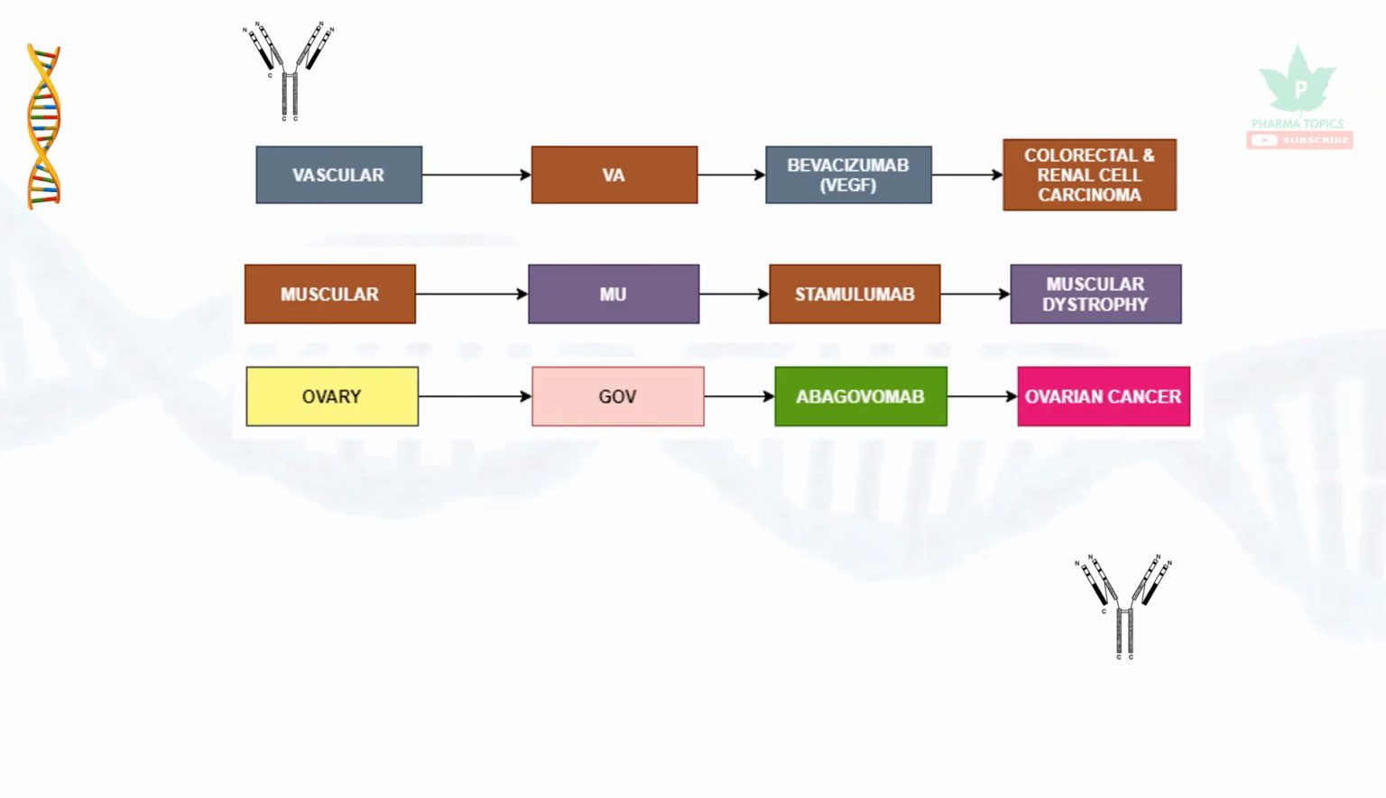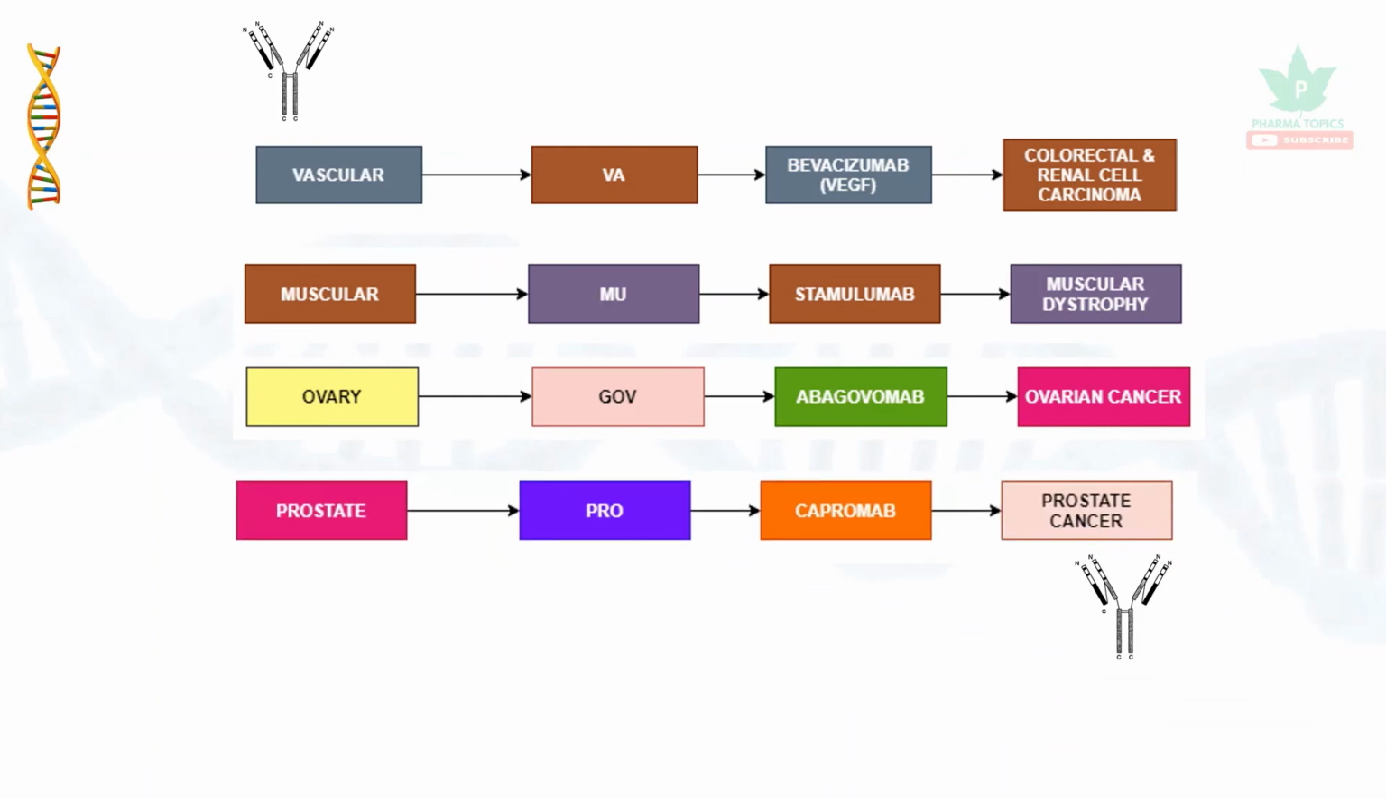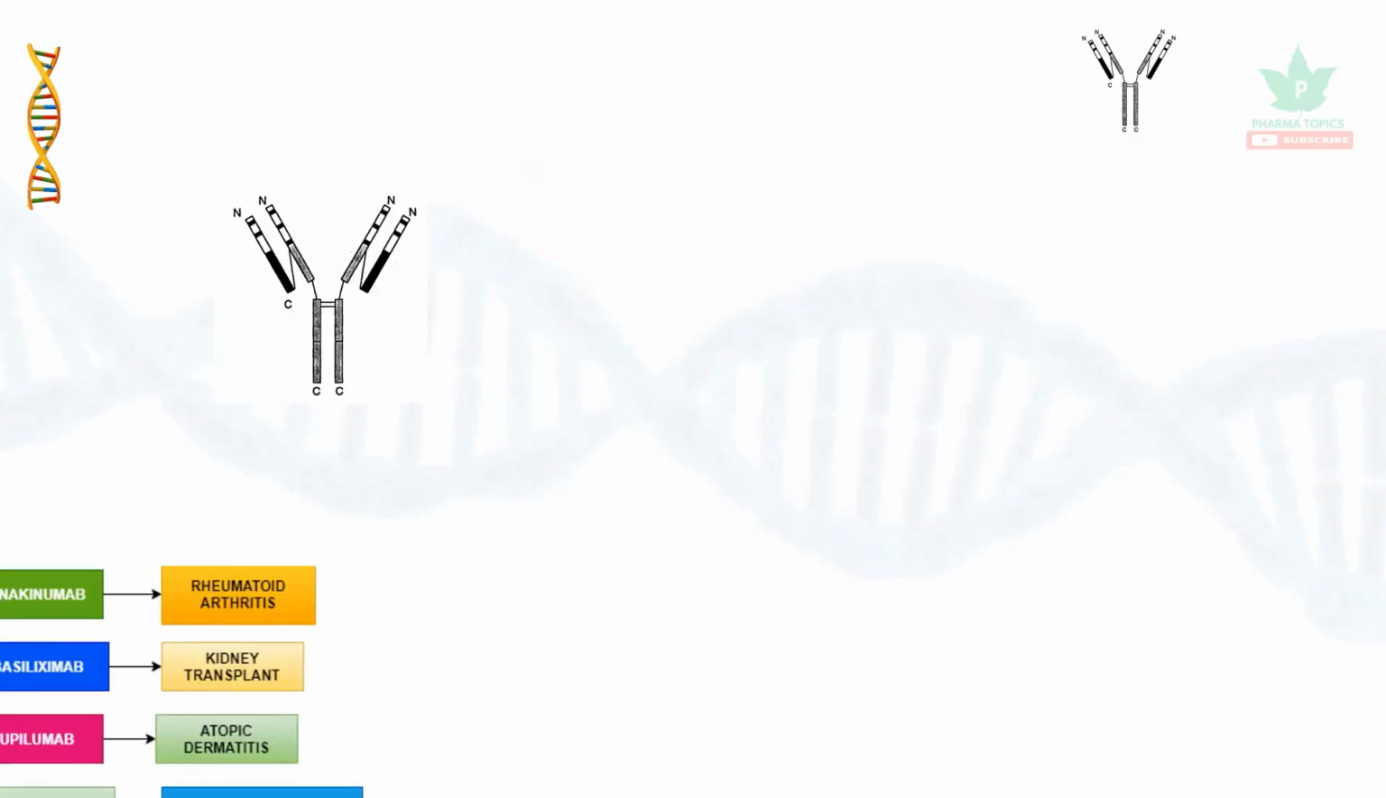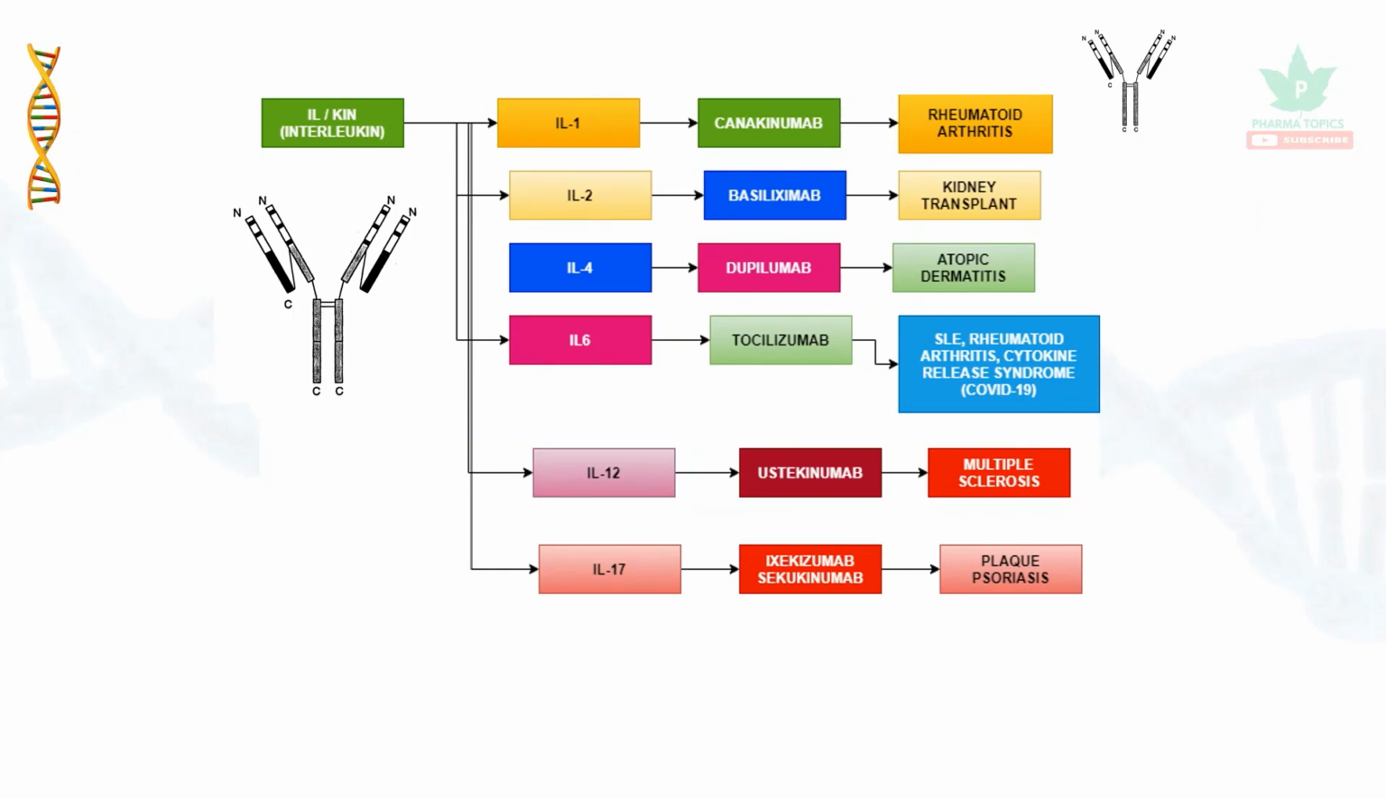Then ovary: all the monoclonal antibodies related to the ovary contain the letters GOV in their nomenclature, given for ovarian cancer. Then for prostate cancer, capromab contains PRO for treatment of prostate cancer. Then the interleukins: all the monoclonal antibodies related to interleukins will have IL or KIN in their nomenclature.